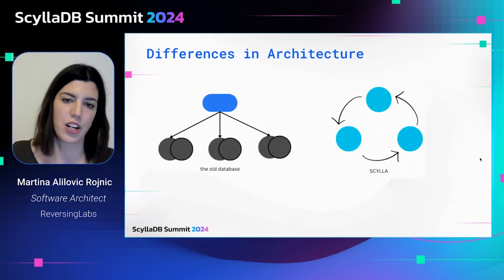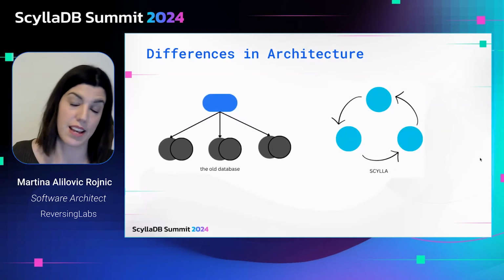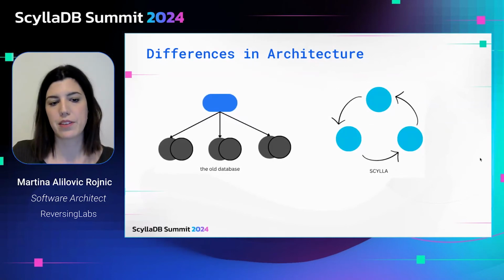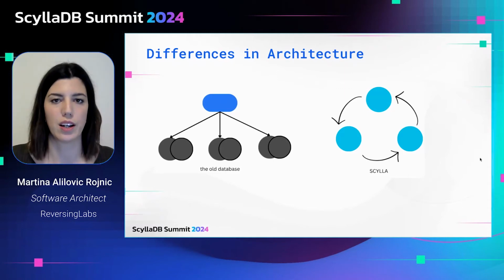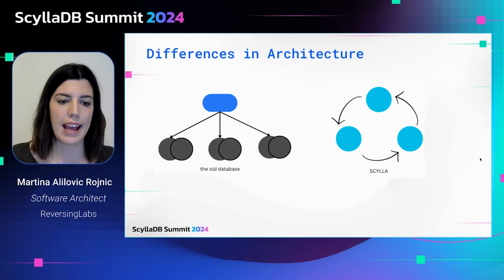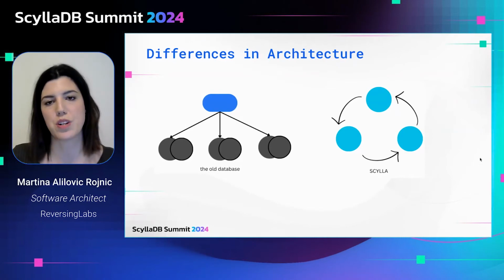So the differences in architecture. Our old database, I said, was very simple. It was a key value store with a single master node. So all writes had to go through the master node. And we had this bunch of data nodes with their own replicas.